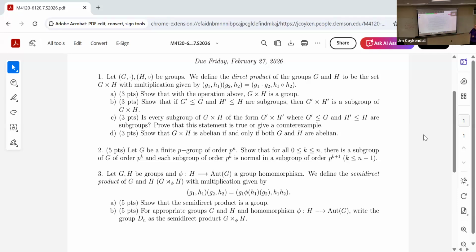To do problem two, there's going to be a theorem I will either get to late today or on Monday that will be very important in this, and that is if you have a group of order p to the n, it's got a non-trivial center. That'll be important in this.